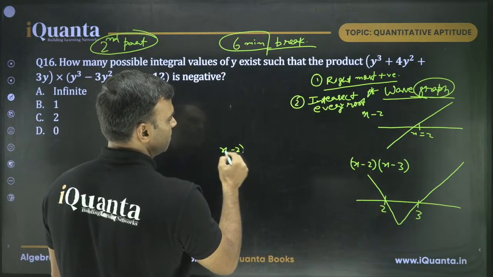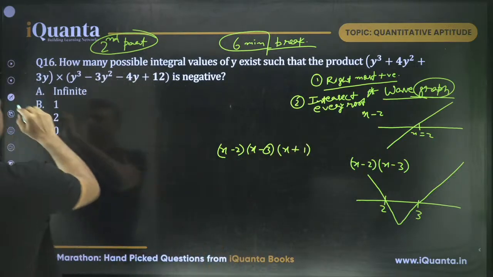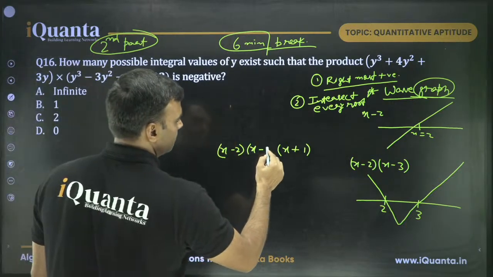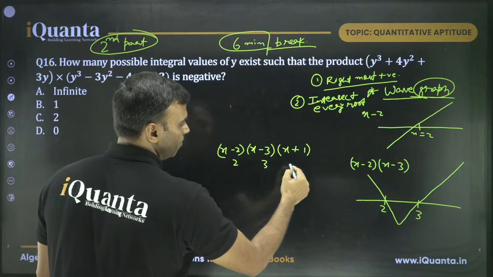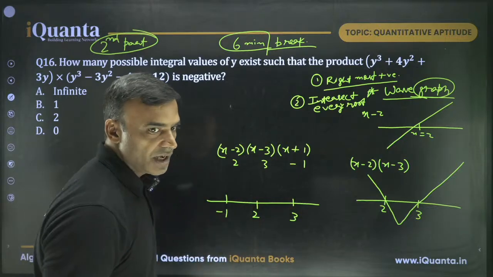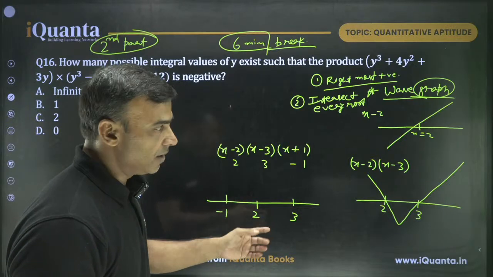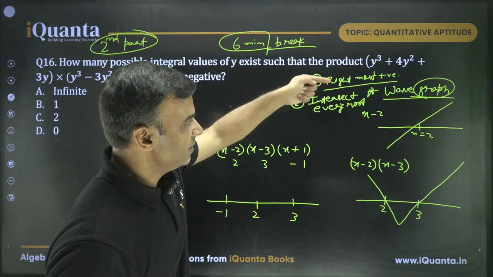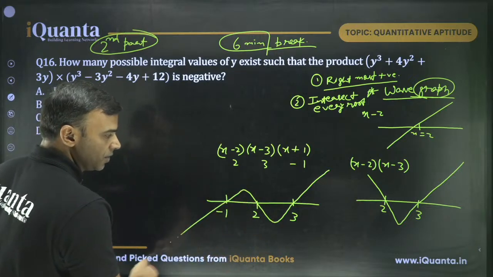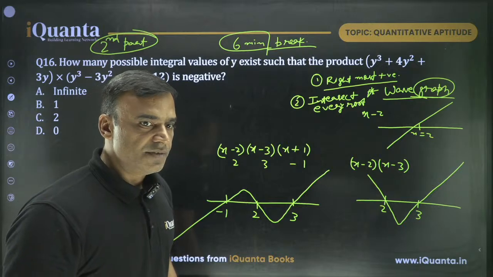x minus 2, x minus 3, x plus 1. Be careful of the order. For example, here the order is 2, 3, minus 1. So how will it come in the graph? Minus 1, 2 and 3. Be careful of the order. On the axis, on the number line, it should be put in the correct manner. Now follow this: rightmost positive, intersect every root. Is it clear? Rightmost positive, intersect every root.